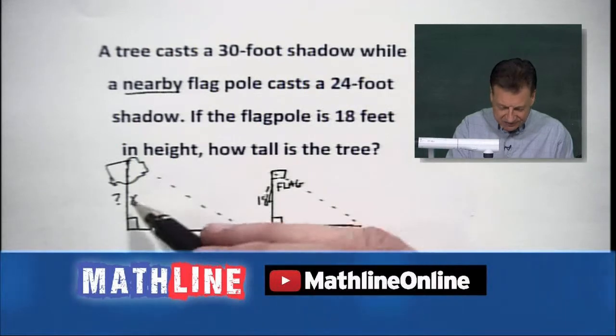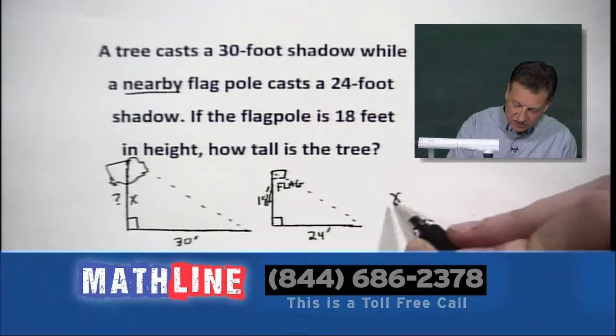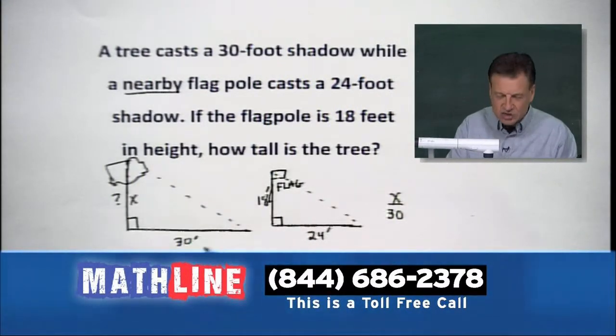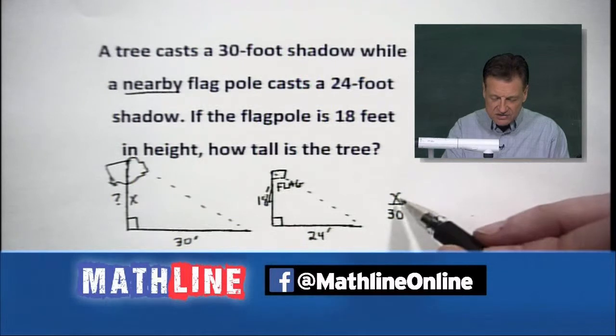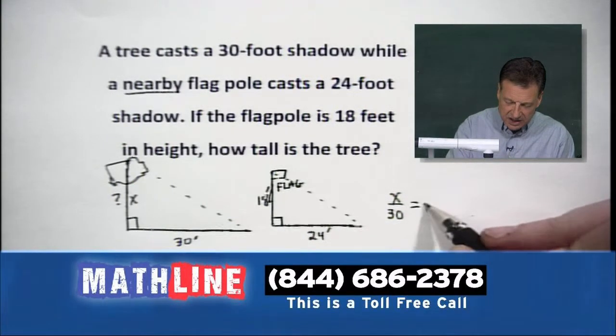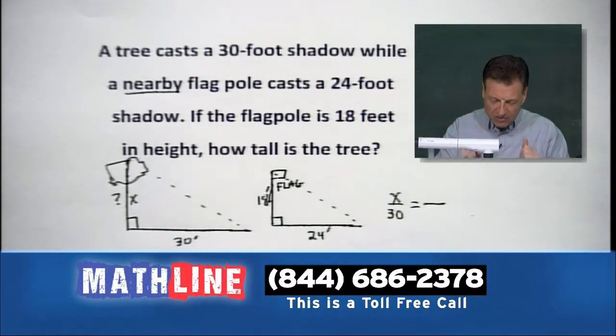We've got a couple of ways we can work this one out. I'm going to start with X to 30. I'm going to basically talk about the real deal to its shadow. So in this case, this is the tree to the tree shadow, X to 30, X over 30. So I started that, I've got to stay in the same format.